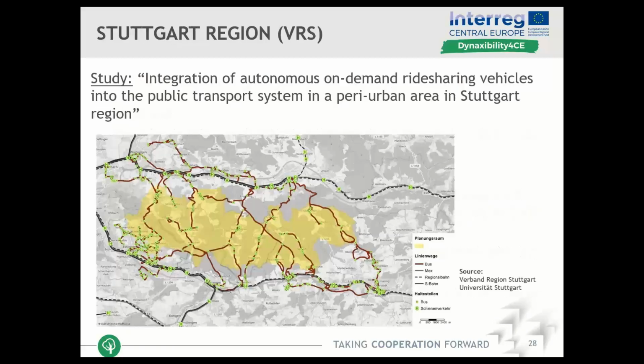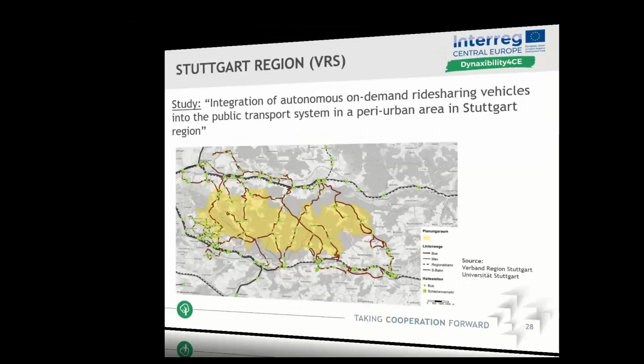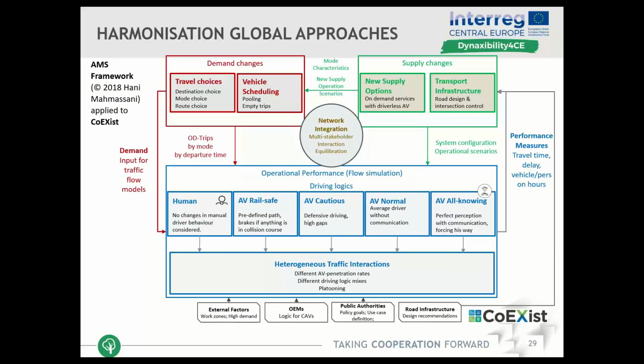And of course, the case of Stuttgart, which we will learn from in the next presentation, is also about seeing how these new types of services, on-demand ride-sharing of vehicles, can have an effect on travel demand in an area of the city. And finally, we have this network integration, so how the different multi-actor, multi-stakeholder ecosystem comes to play in terms of the operation, the planning of such systems, its interaction, its equilibration.